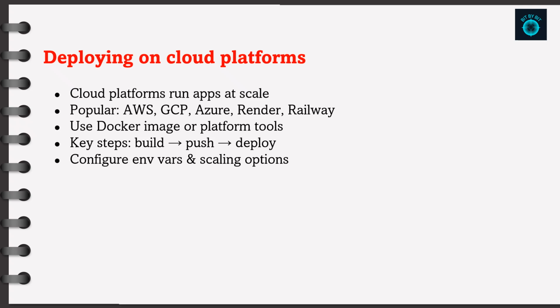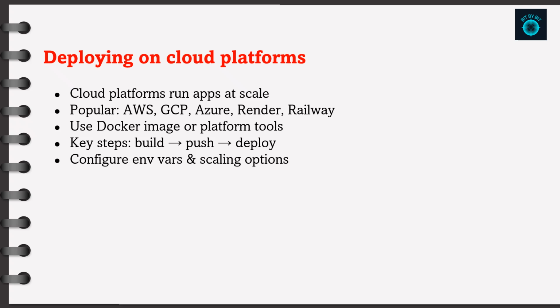For smaller projects or simpler setups, platforms like Render or Railway are popular. They provide managed hosting for web apps, databases, and background workers, with very little setup required. The general deployment flow is the same. First, build a Docker image of your app. Next, push that image to a container registry, such as Docker Hub or AWS Elastic Container Registry. Then, tell the platform to deploy the image.